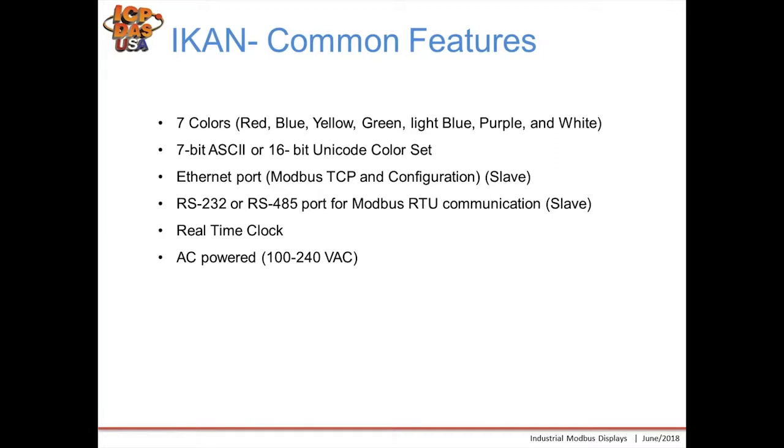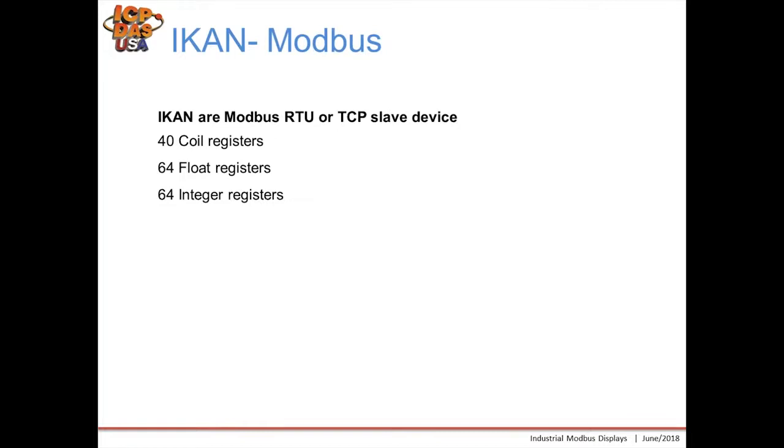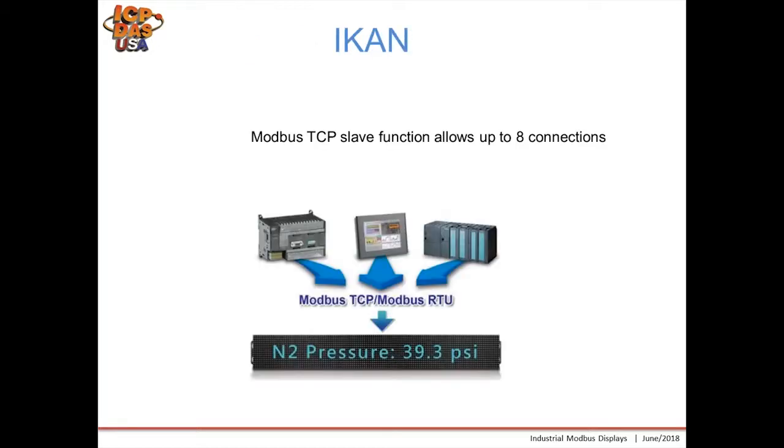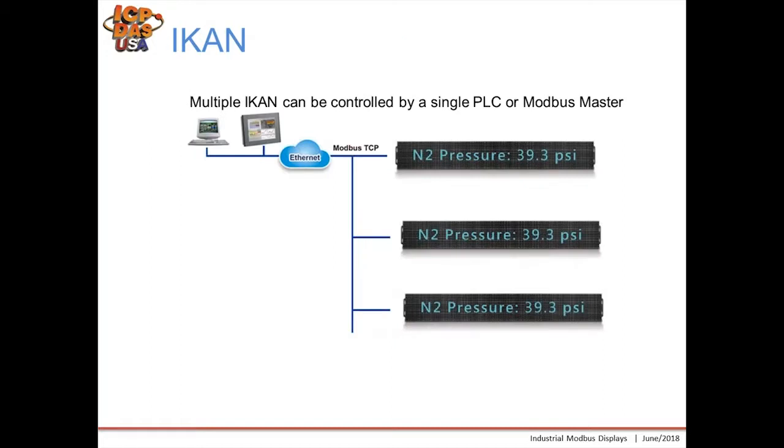The IKAN again are Modbus RTU or Modbus TCP slave devices. They provide 40 coil registers, 64 float registers, and 64 integer registers. The IKAN will allow up to 8 Modbus TCP master connections. IKAN can be controlled by a single PLC or Modbus master, and you can communicate to multiple IKAN devices using Modbus TCP.